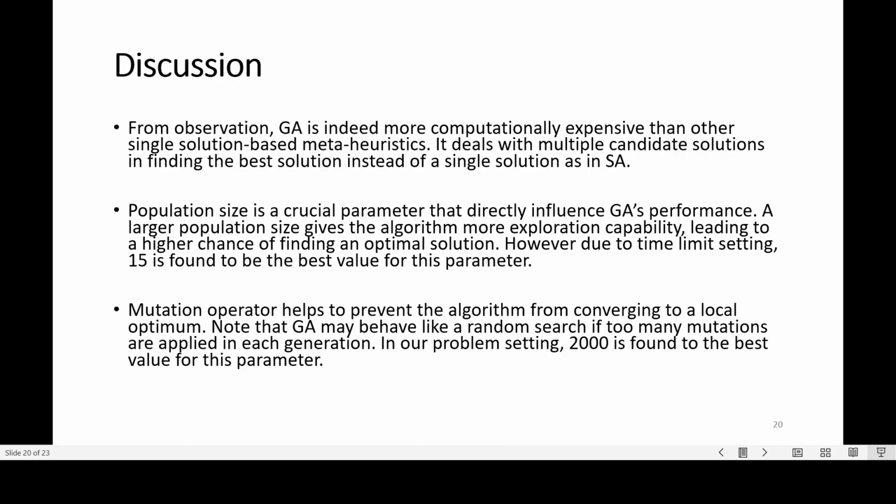However, due to time limit setting, 15 is found to be the best value for this parameter. Mutation operator helps to prevent the algorithm from converging to a local optimum. Note that GA may behave like a random surf if too many mutations are applied in each generation. In our problem setting, 2000 is found to be the best value for this parameter.